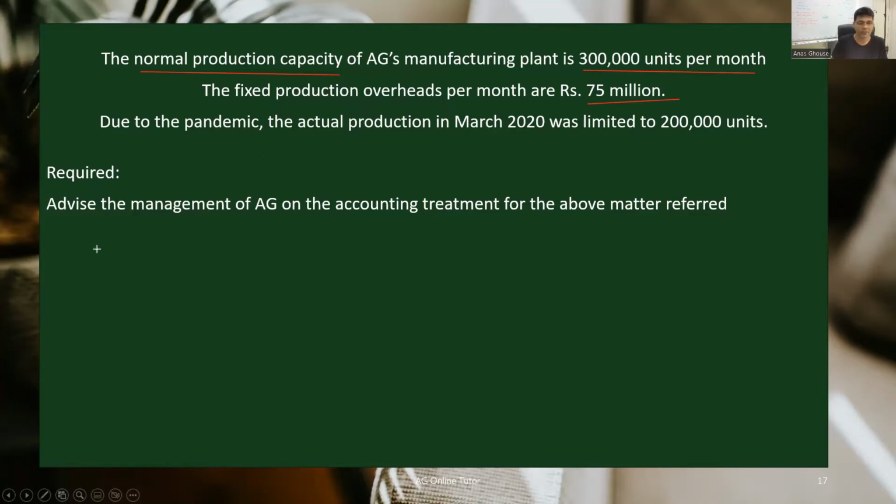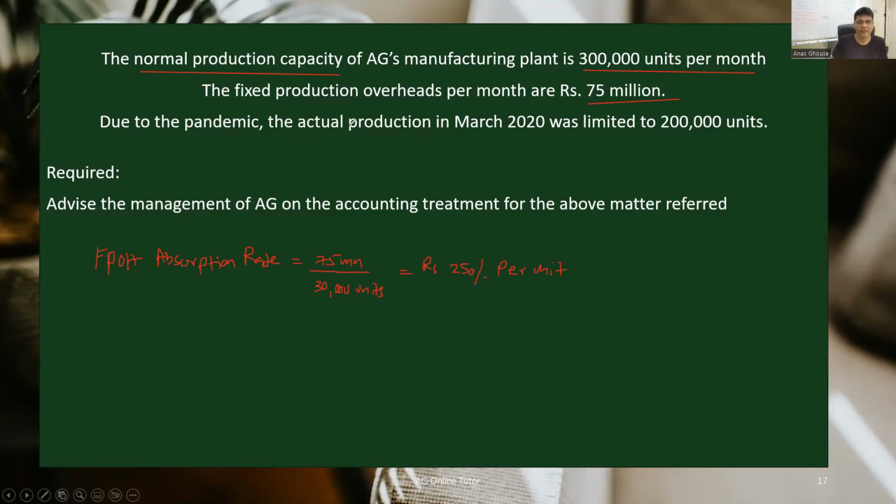What is the fixed production overhead absorption rate? The absorption rate will be 75 million divided by 300,000 units. So that will be 250 rupees per unit. So this is the absorption rate.